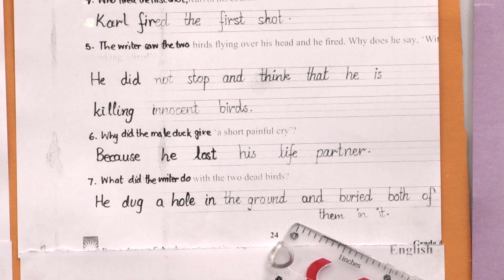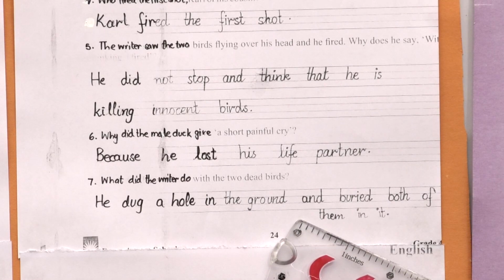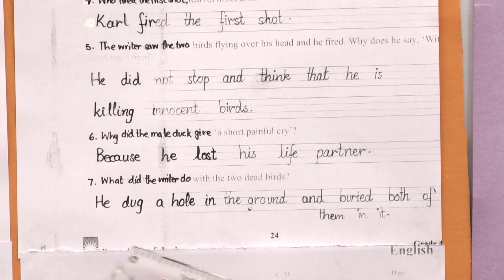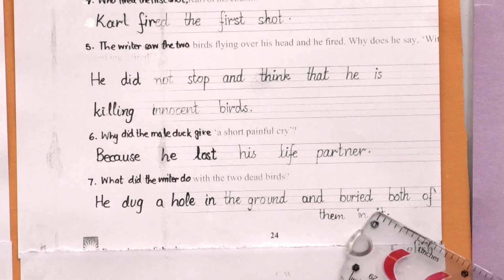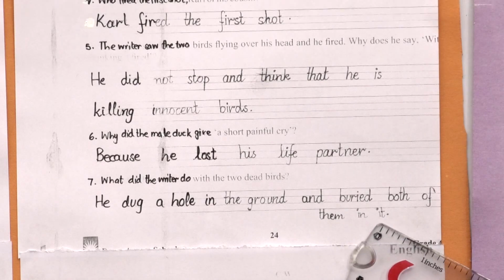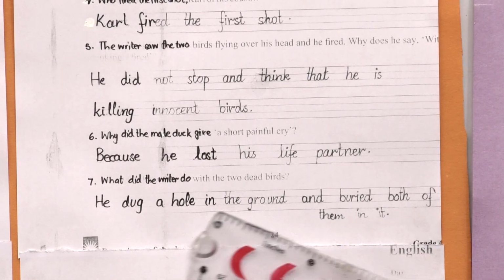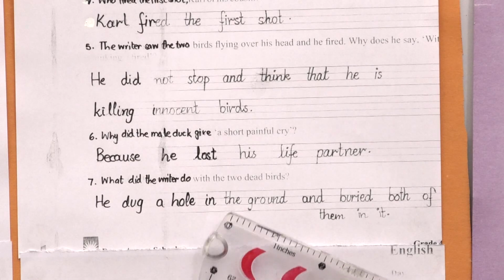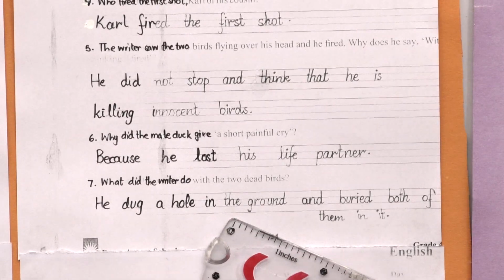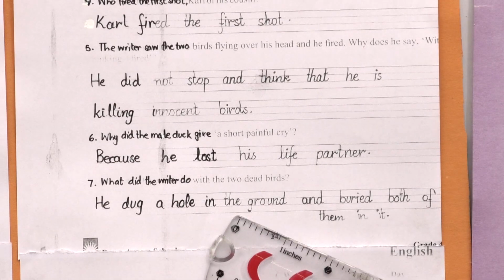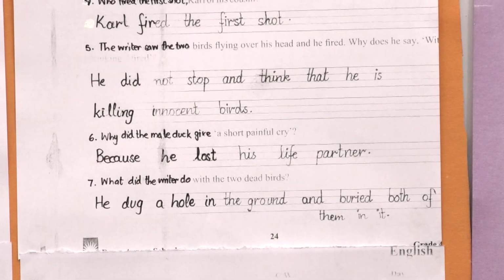Next is, what did the writer do with the two dead birds? He dug a hole in the ground and buried both of them in it. Why did he do so? Because he was very sad and he wanted to see them together after death. This was page number 24.